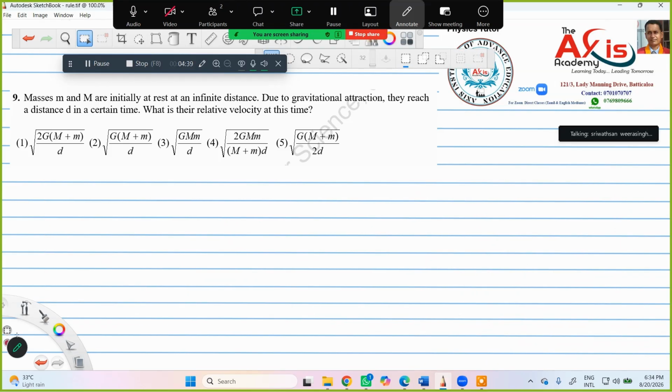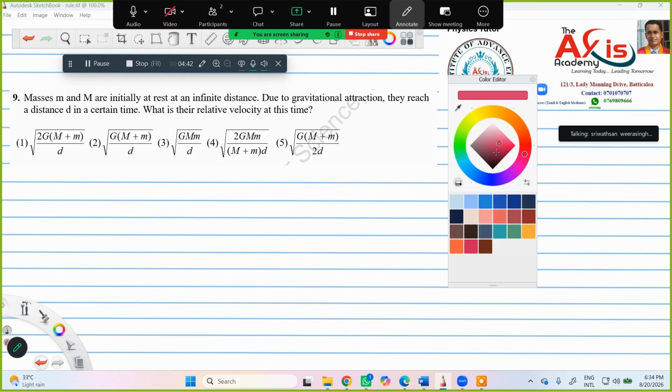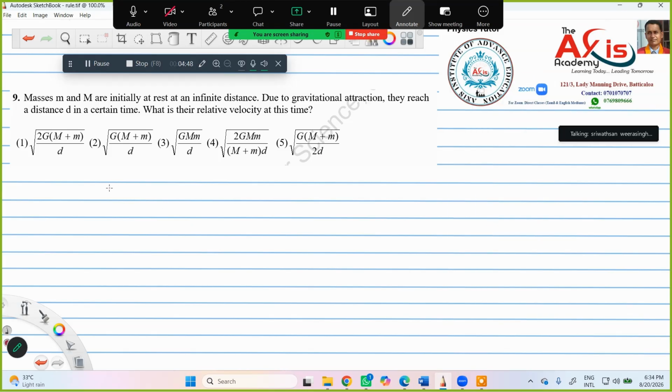Now we can use conservation of mechanical energy. That means the total mechanical energy is conserved: kinetic energy initially plus potential energy initial equals kinetic energy final plus potential energy final. The two masses are initially at infinite distance with initial velocity zero, so initial kinetic energy is zero. Initial potential energy is also zero.